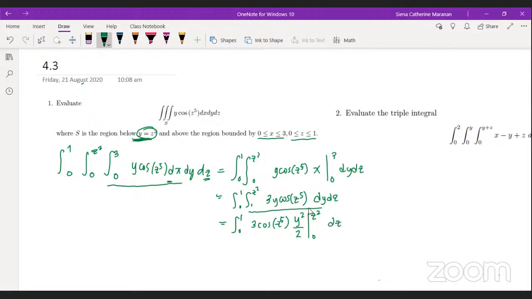Then further evaluate this. You'll get from 0 to 1, magiging 3. Lagay ko na dito yung 1/2 kasama ng constant na numerical. And then, evaluating this, you'll get z raised to 4 cosine z raised to 5. And then, same thing, kapag substitute natin si 0 dito, magsi-0 out lang din. So, hindi na natin isusulat.